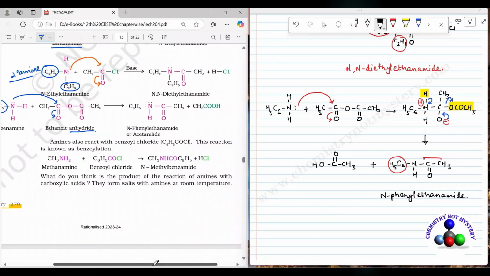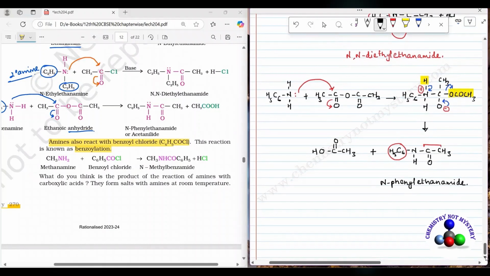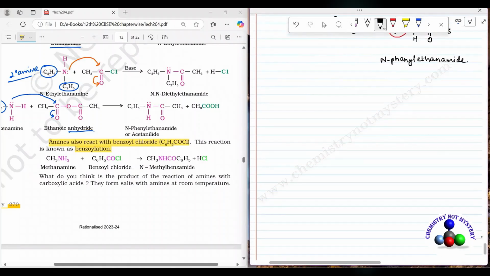Now let's read from the book. Amines also react with benzoyl chloride, and this reaction is known as benzoylation. This is the example of methane amine react with benzoyl chloride. Here you will get N-methyl benzamide. So let's try to write the reaction between methane amine and benzoyl chloride.